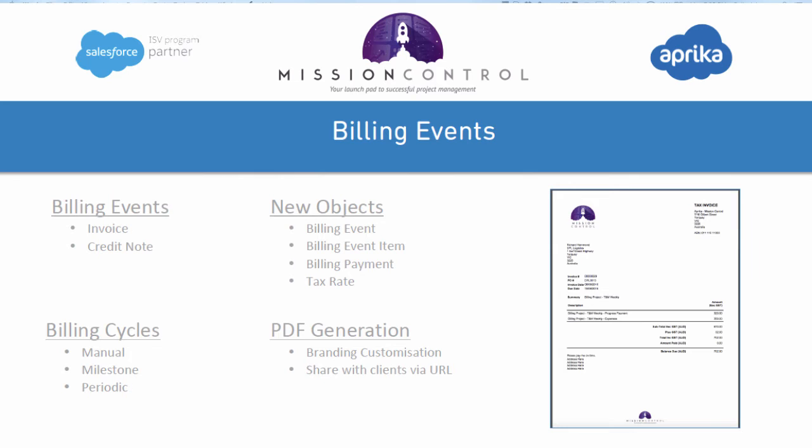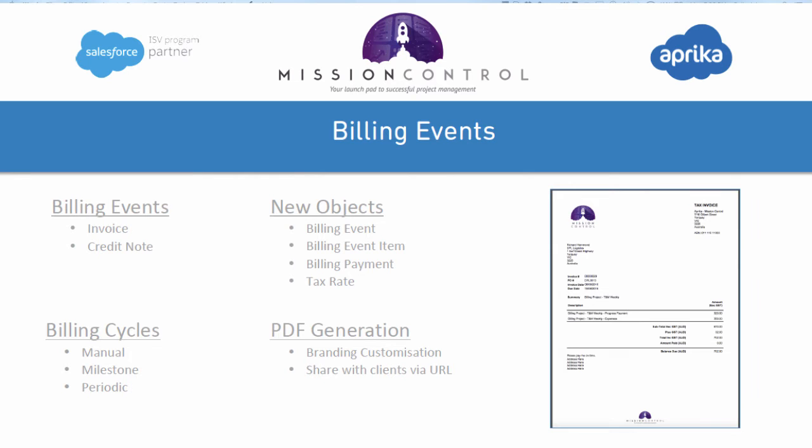There are three options in terms of how you generate your invoices. You can generate an invoice manually, which if you set the billing cycle to manual, you will need to create your own billing events and billing event item records as and when they are required. The next option is milestone. Setting it to milestone, a billing event and billing event item record will automatically be created when the milestone status is set to complete if the invoice on completion field is set to true.